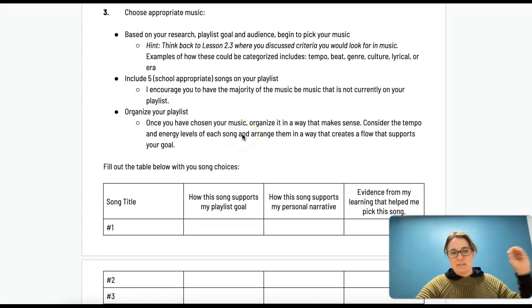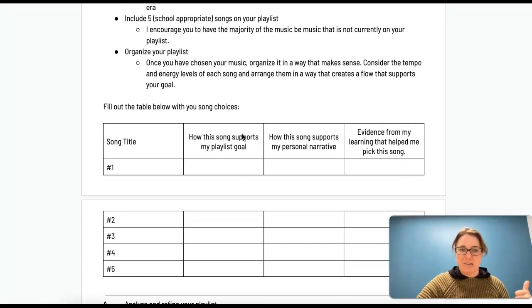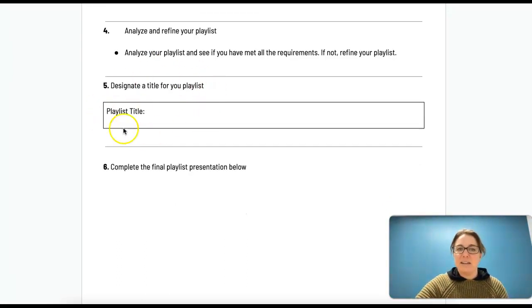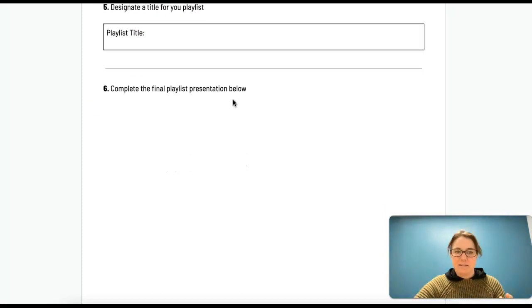So think about what would song number 1 be versus song number 5 if the playlist was actually played in order. Analyze and refine your playlist. So if something's not feeling quite right or out of order, go back and change it, and update your playlist. And then finally, create a title for your playlist.